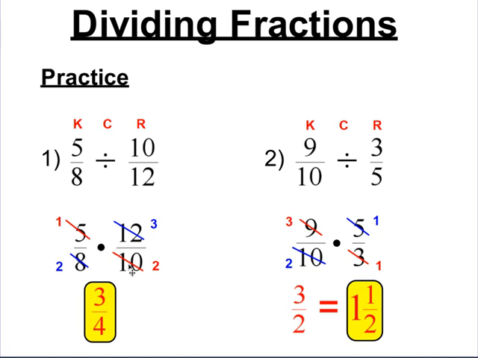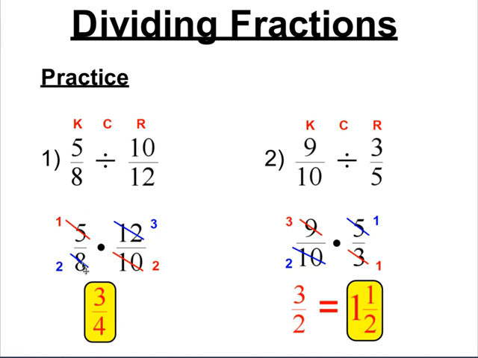5 and 10 can both be divided by 5. So 10 divided by 5 is 2. 5 divided by 5 is 1. 12 and 8 can both be divided by 4. 12 divided by 4 is 3. 8 divided by 4 is 2. And then I just multiply sideways. 1 times 3 is 3. 2 times 2 is 4.